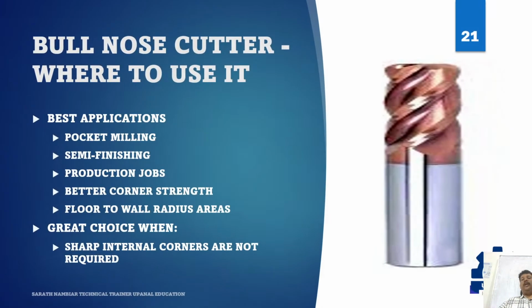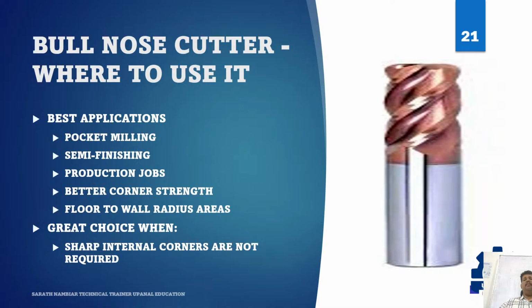Now, where to use it? Pocket milling. When a pocket does not require perfectly sharp inside floor corners, bullnose is an excellent option. Why? Because the radius corners of the tool are stronger than the sharp square corners. That means better durability and lower chance of corner chipping. Second, semi-finishing operations. Many shops use bullnose cutters before final finishing because they create smoother transitions. Third is production jobs. If a bullnose tool lasts longer than a flat end mill in the same job, it can save cost and downtime.